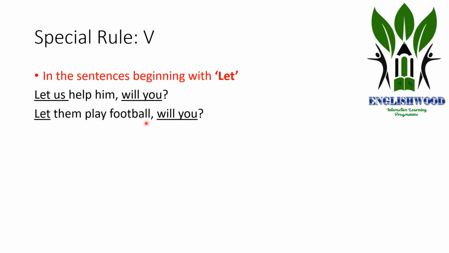So rule number 5, in the sentences beginning with let. Let us help him, will you? Let them play football, will you? Let him not go there, will you? So will you can be used in two different kinds of structure. One with let us, let them, let him, let me, let her, etc.